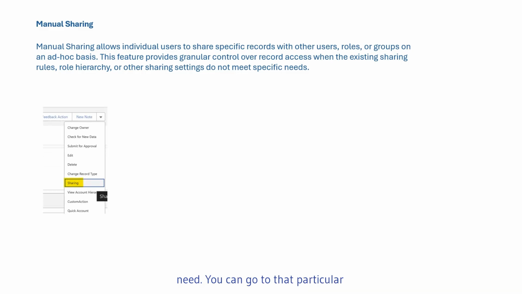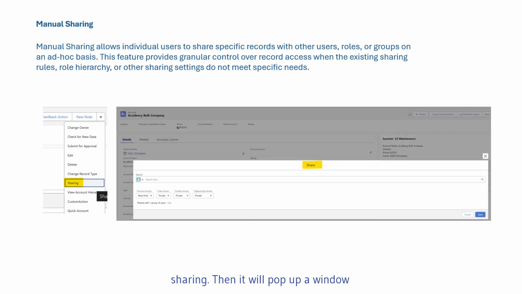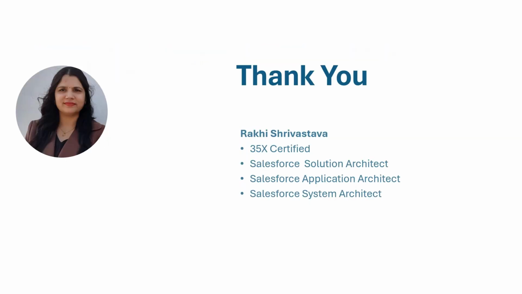You can go to that particular record and select the Sharing option, and it will pop up a window for sharing. It will provide options to search for the user with whom you want to share. Suppose I have selected the account record, I will select which type of access I want to provide, read only or read write. Based on the account access, the case, contact and opportunity access will also be impacted, so you can select those. Then you can click on Save.